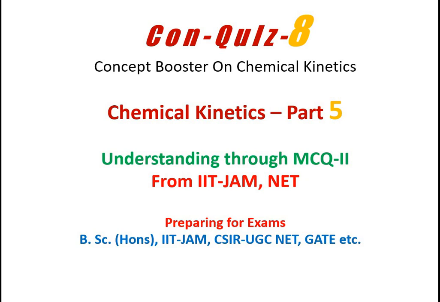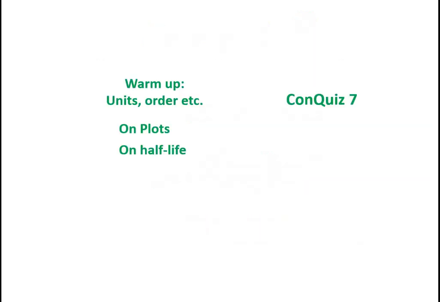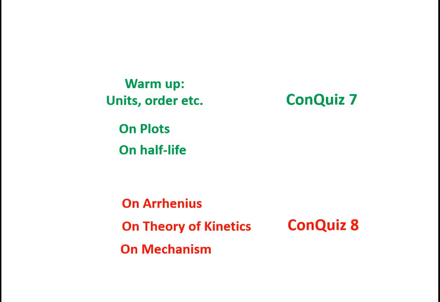Today we will be discussing part 5 of Chemical Kinetics, Understanding Kinetics through Multiple Choice Questions, part 2. All the questions are taken from previous year's papers of IIT-JAM and NET, as you know. In the last episode, ConQuiz 7, we discussed MCQs on topics like units, orders, different types of plots, and half-life. And a few things were left. Today in ConQuiz 8 we'll cover the Arrhenius equation, theory of kinetics, and mechanism of reaction kinetics.